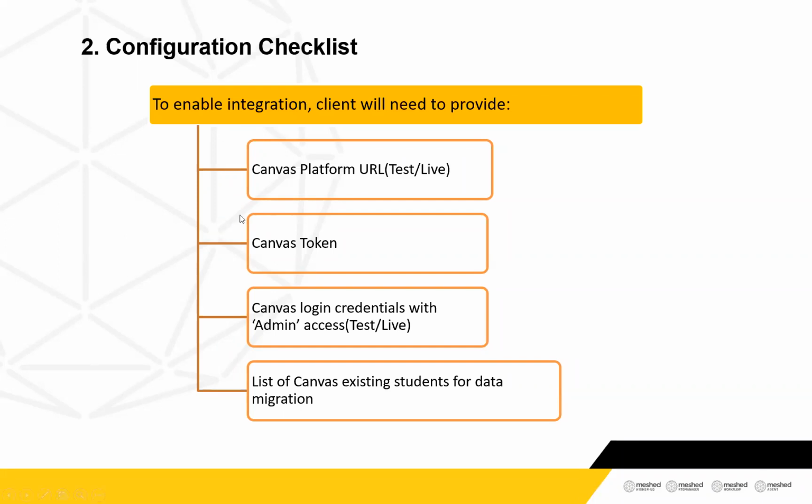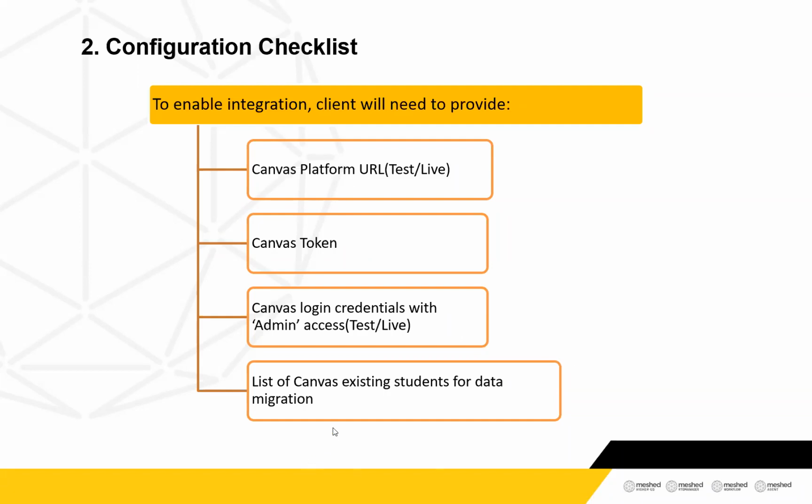Okay. So to enable the integration, we will need 4 inputs from the client end. First is your Canvas platform URL. We will need URLs for the test as well as the live platform. Next, we will need a token, a Canvas token, to connect these two platforms with each other. Third is your Canvas login credentials. When you share these credentials with the Mesh team, make sure that you have assigned admin access to that credential, because without admin access, we won't be able to generate a valid token, which is needed to connect these two platforms with each other.